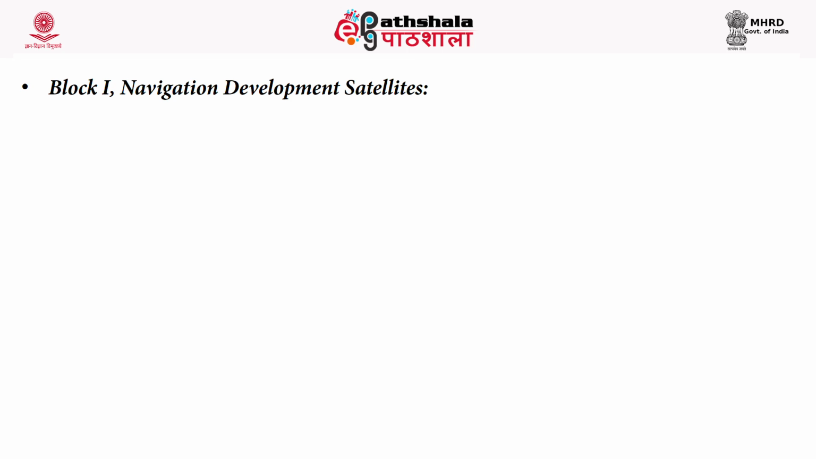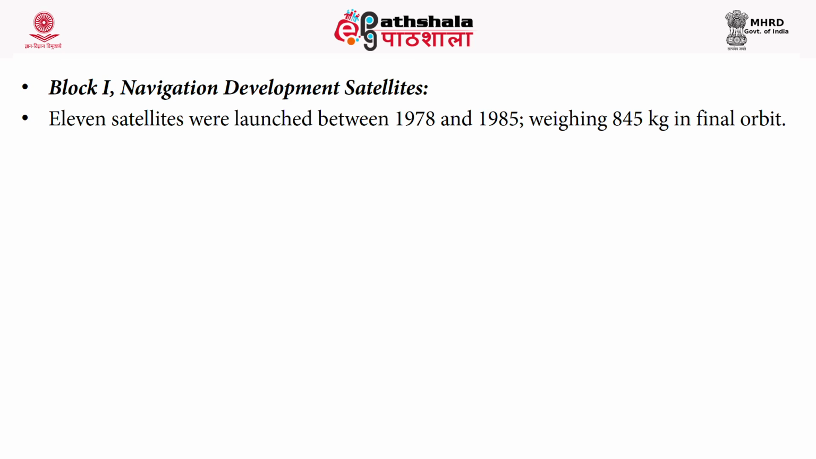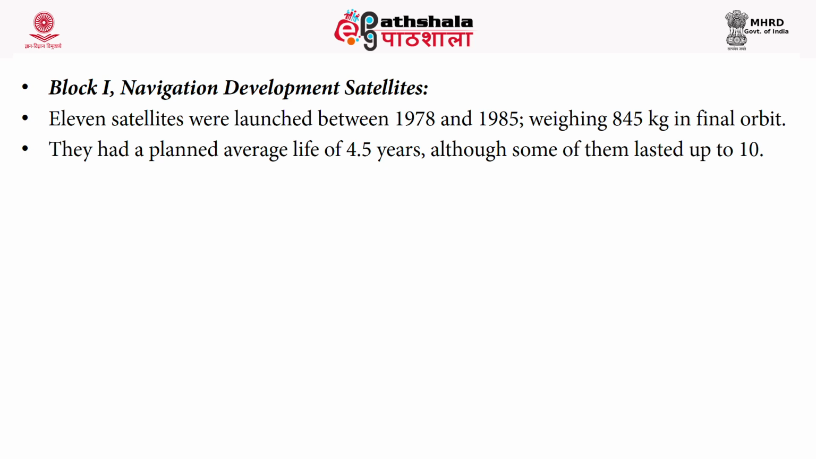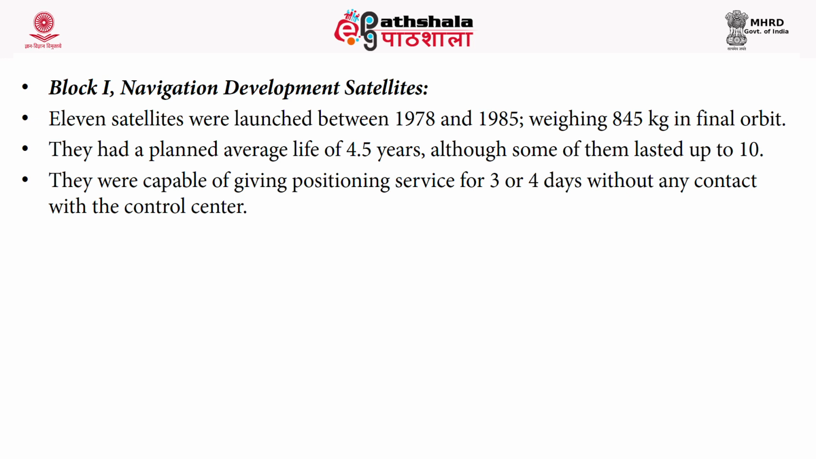So, the first block is the navigation development satellite block. In this block, 11 satellites were launched between 1978 and 1985, weighing about 845 kg in the final orbit. These satellites had a planned average life of 4.5 years, although some of them lasted up to 10 years, thus exceeding their design period. They were capable of giving positioning service for 3 or 4 days without any contact with the control center. The last Block 1 satellite was retired in late 1995.